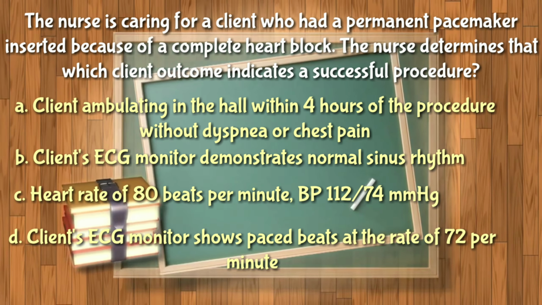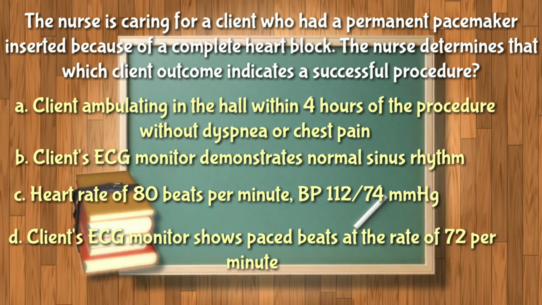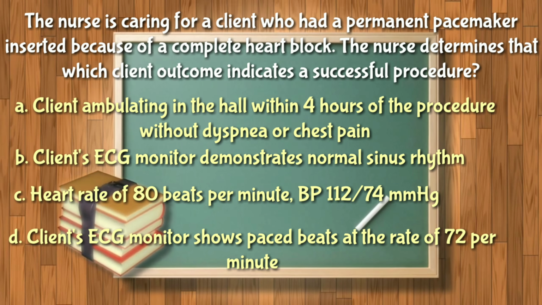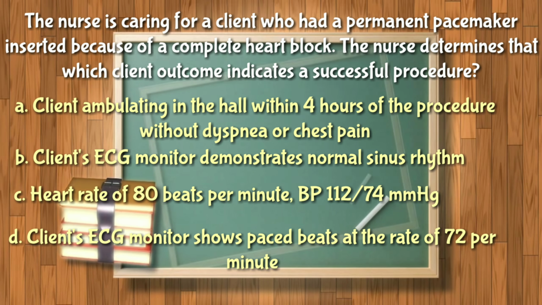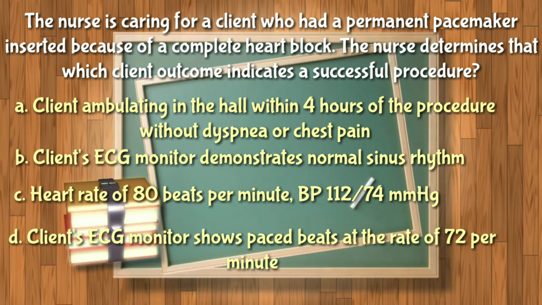If you answered letter A, you are wrong. If you thought that is the answer, you are wrong because the client is not allowed to ambulate for the first 24 hours to prevent dislodging of the electrodes. So in letter A, the client is ambulating within 4 hours. But always remember that the patient is not allowed to ambulate within the 24 hours.